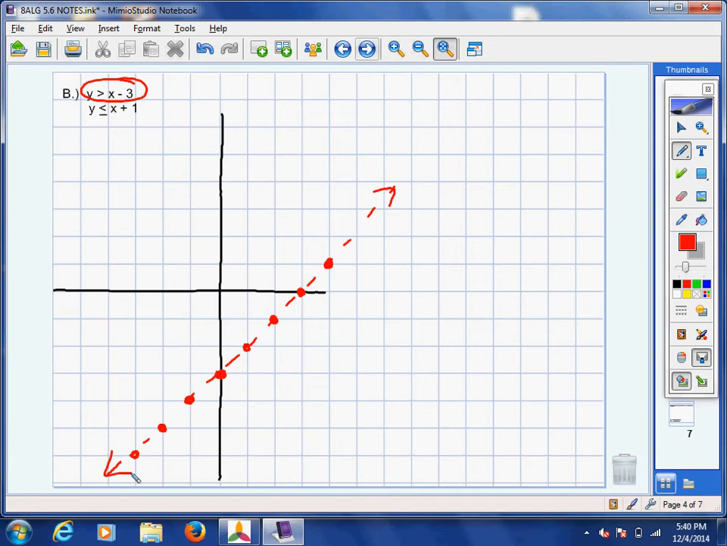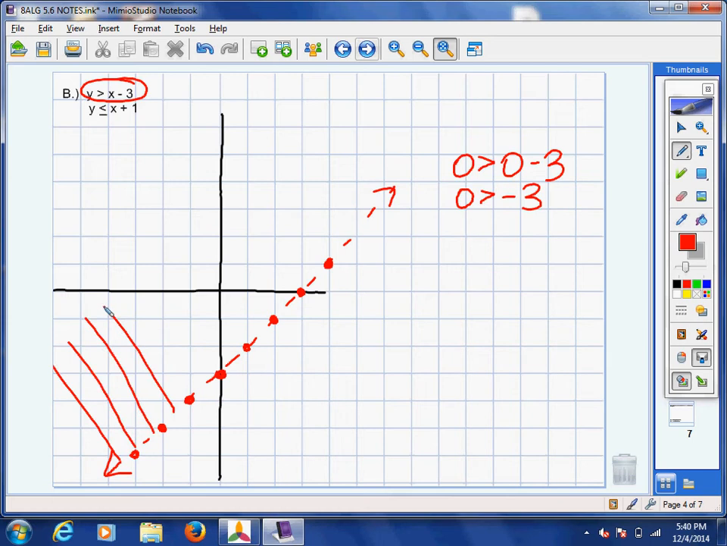And then I've got to determine my shading. So I'm going to test 0, 0. Since my line doesn't go through it, I can use it. And 0 minus 3 is -3. So is 0 bigger than -3? Why, yes it is. So I'm going to shade where 0, 0 is, and that's to the left of the red line. Okay, so there you go.